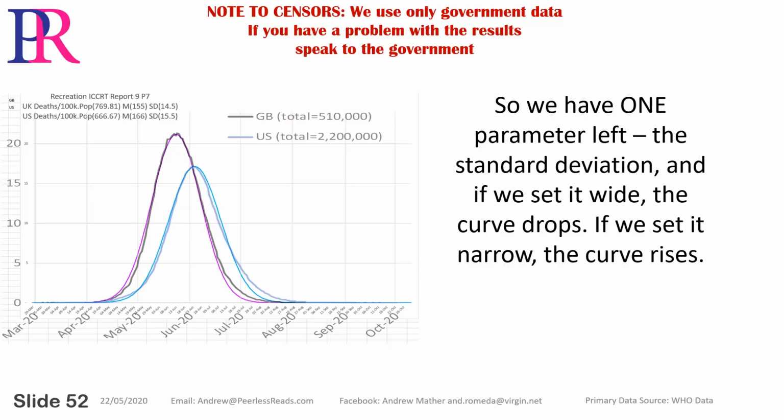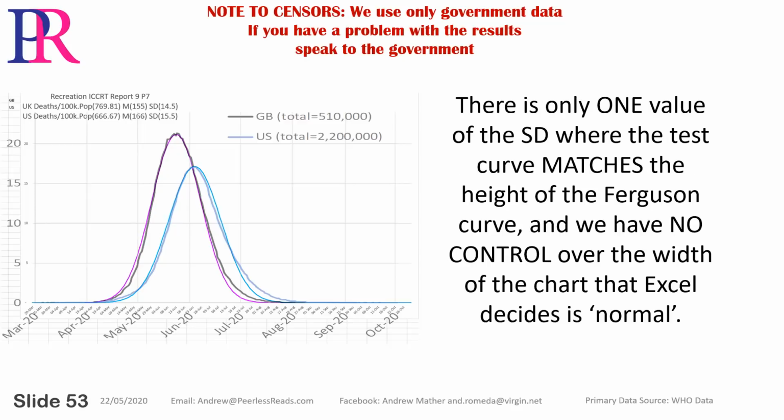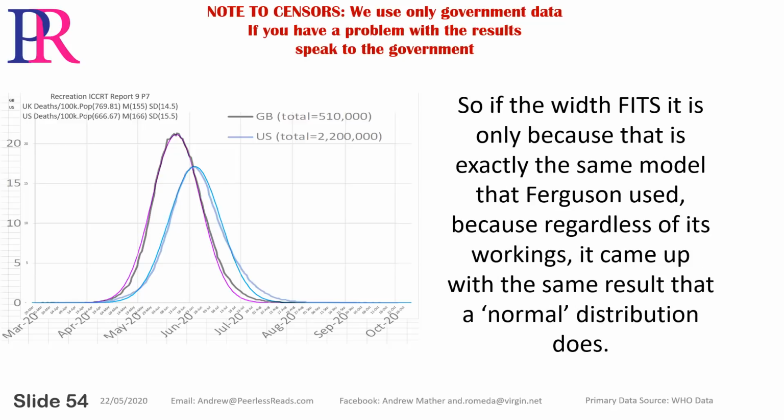If we set it narrow, the curve rises. There is only one value of the standard deviation where the test curve matches the height of the Ferguson curve, and we have no control over the width of the chart that Excel decides is normal. So if the width fits, it is only because that is exactly the same model that Ferguson used, because regardless of its workings, it came up with the same result that a normal distribution does.